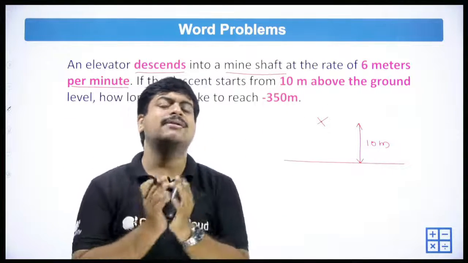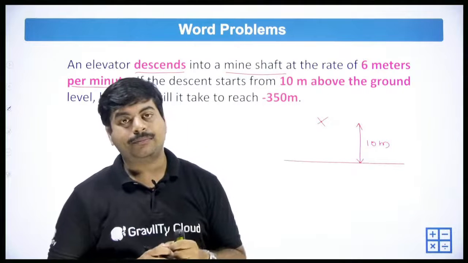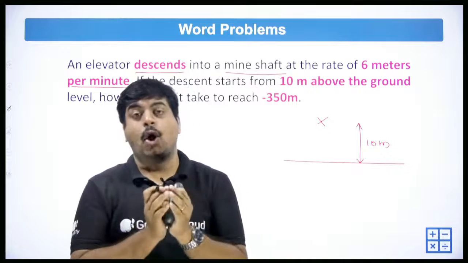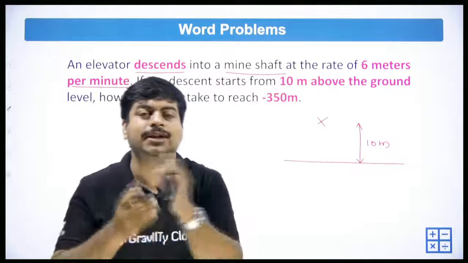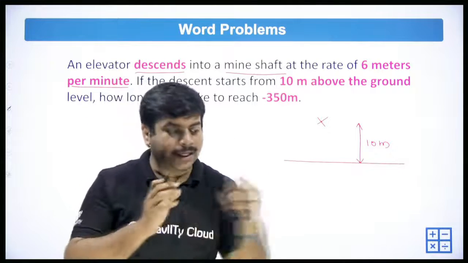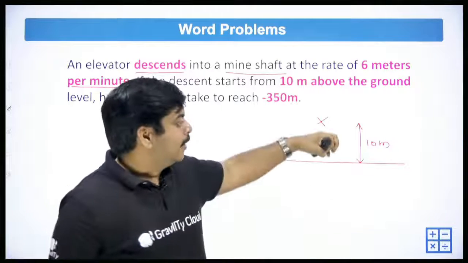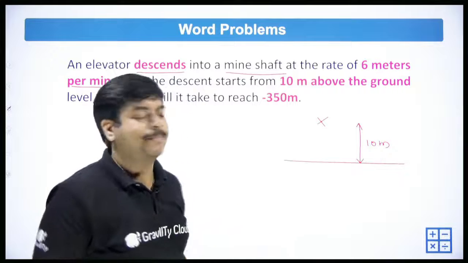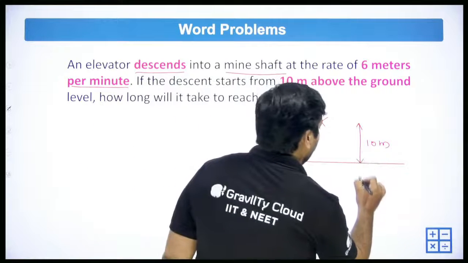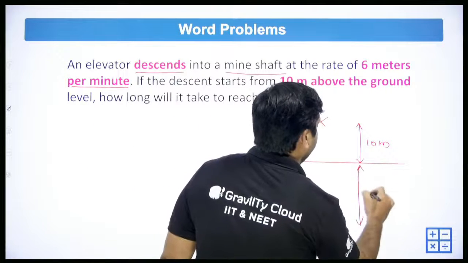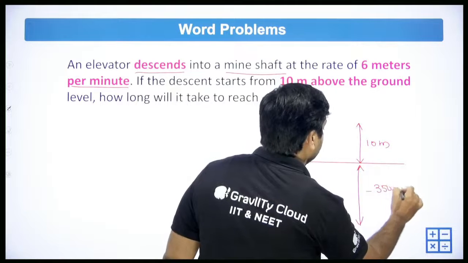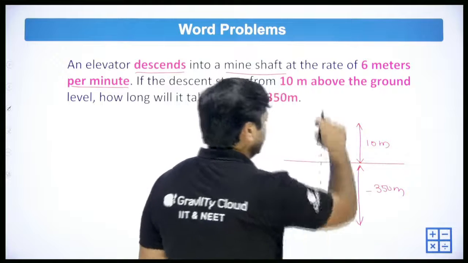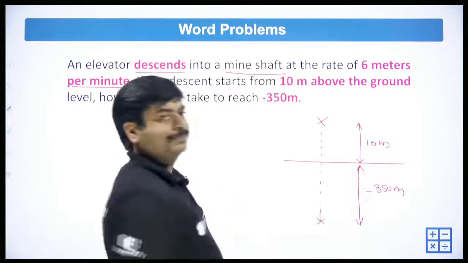Sir, how can we have the distance as negative? See, the meaning of negative always states that it is in the opposite direction, the reverse direction. Positives are here, negatives are here, correct? In the same way, if you say positive is up, negative numbers are at the bottom. So 10, and now it should move to minus 350 meters, at the bottom. So it should travel all this distance from this point to this point.